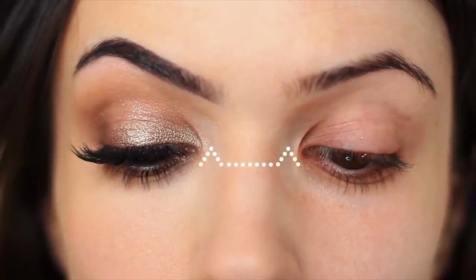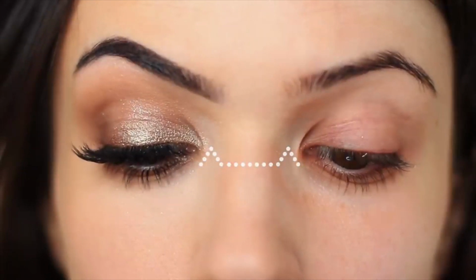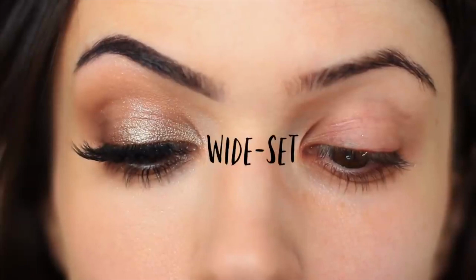Now for wide set eyes, we want to adjust it again. So wide set eyes have a lot of natural lightness because they're typically further from the nose. So we want to adjust the eyeshadows to work for that as well. We're still going to use the light, medium, and dark.